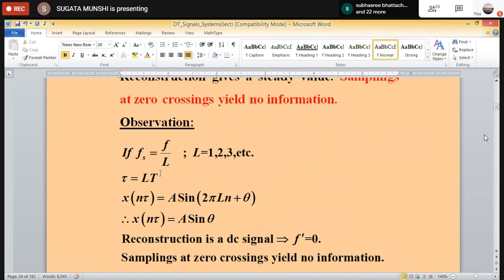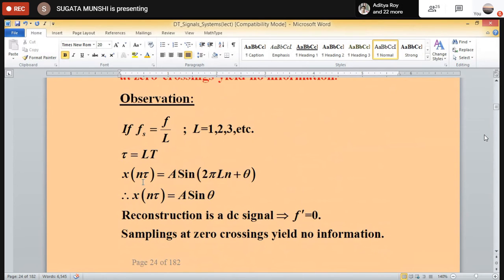If that is the case, then tau, the sampling interval, will be L times the time period. Then what will happen to x and tau? You substitute L here, and x and tau will come out as A sine theta. So reconstruction will be a DC signal. And obviously sampling at zero crossings yields no information.